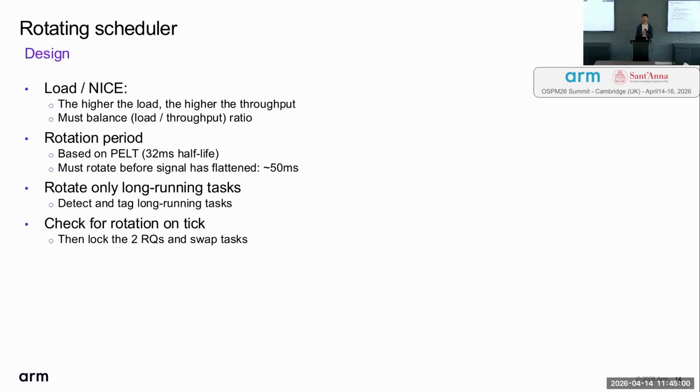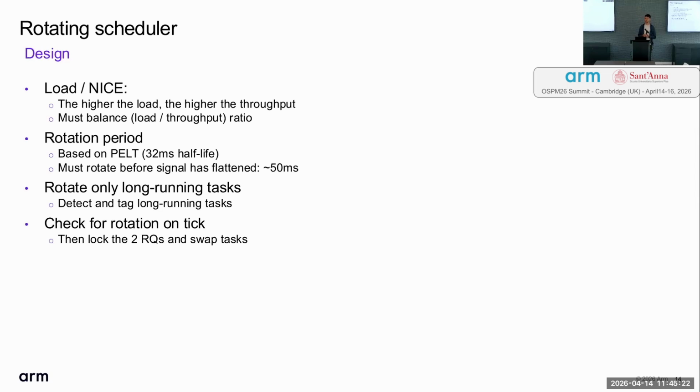So the mechanism is also trying to tag and detect long-running tasks. If the task has been running for some amount of time, you tag the task as long-running, and you consider this task for rotations. It's possible to do some other things as well once you have tagged the task as long-running.